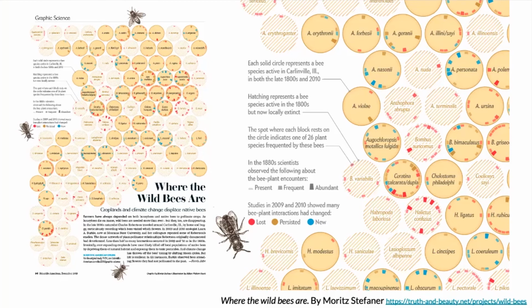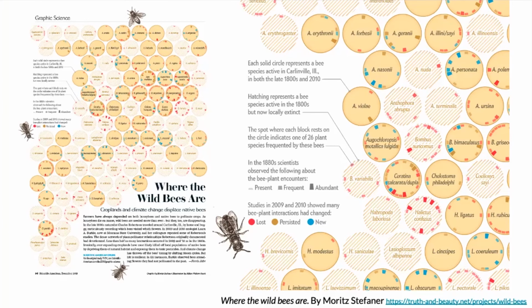The other thing that Stefaner did in his redesign is that he chose to really emphasize something that was very important in the research paper, but which had been completely lost in that network diagram, which is that many of the bees had disappeared. They'd gone locally extinct and weren't observed in the second study. But that was drowned out in the network diagram. So instead he showed those bees that went locally extinct.